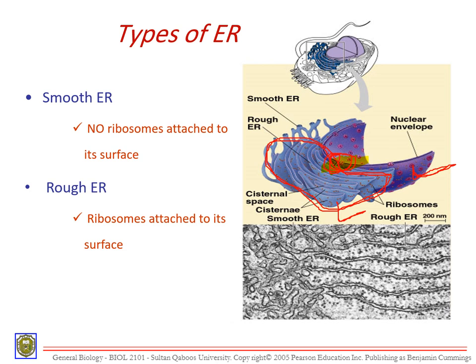All right, we have two types of ER, smooth ER and rough ER, depending on what? If there are ribosomes attached to the ER, we call it rough. And if there are no ribosomes attached to the ER, we call it smooth.